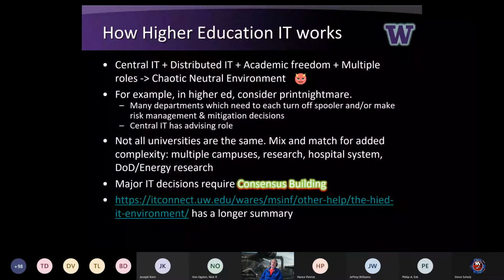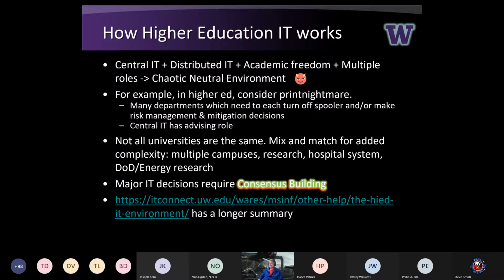In higher ed, you've got central IT, you've got distributed IT units, many of them. You've got this idea that faculty have academic freedom, and so they can do and choose whatever they want. You've got individuals interacting with the university in multiple roles. And this all adds up to what I call, my Dungeons and Dragons reference here, a chaotic neutral environment. It can be very confusing for someone who has not worked in higher education to move into higher education IT for these reasons, these sort of drivers.